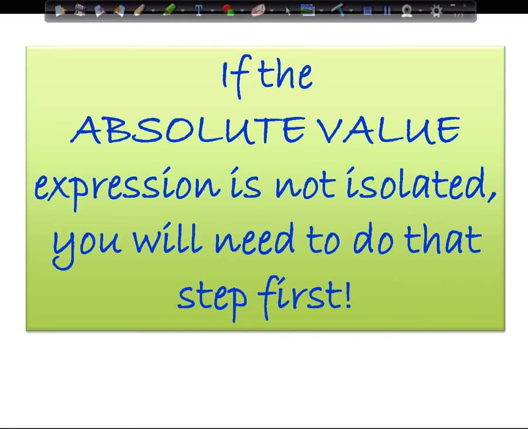If the absolute value expression is not isolated, you will need to do that step first. That means if the absolute value bars have anything around them, you need to move that first. So if there's a number in front of the absolute value or adding or subtracting something from the end of the absolute value, you need to get rid of that before you set up your two equations.